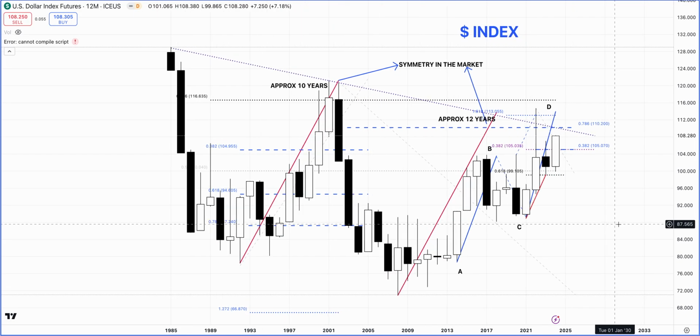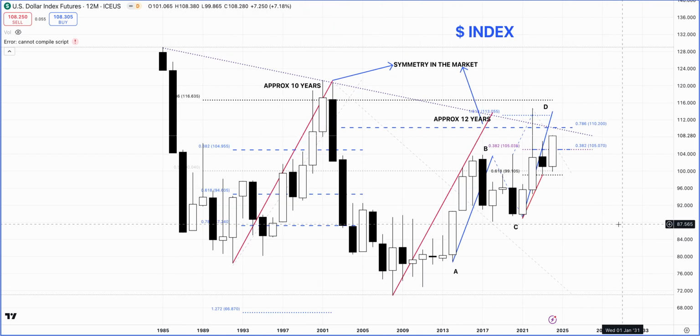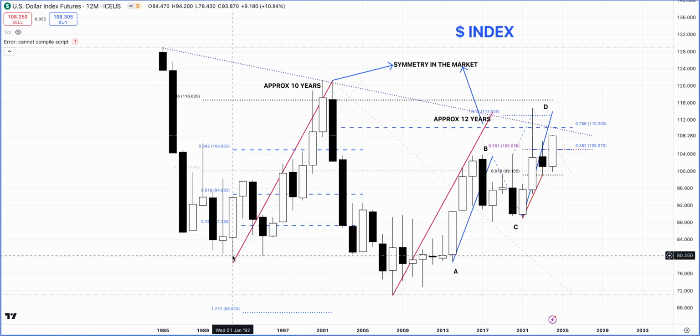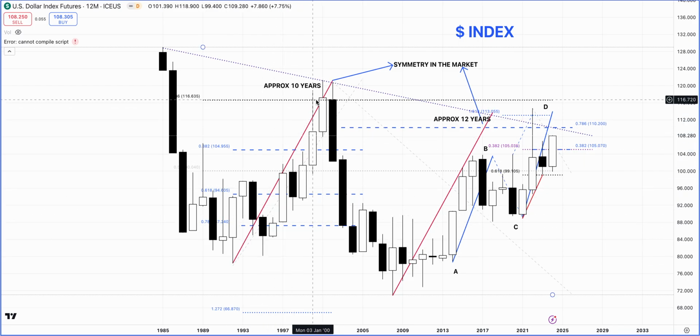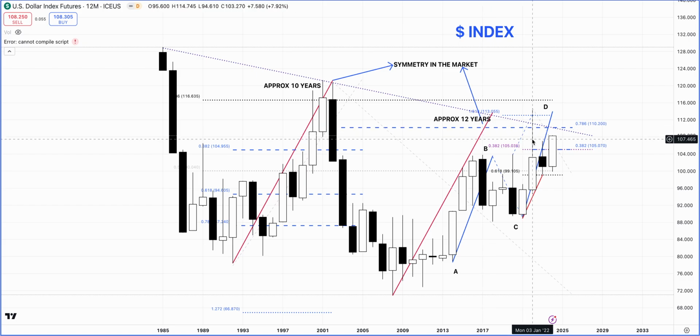We have had a look at this chart on just monthly presentation quite a few times, and something that I've been talking about is this symmetry. The bull market in the US dollar was about 10 years, which ran till January of 2001. And also what we have got now is the highs which came in January of 2022. It was about 12 years.